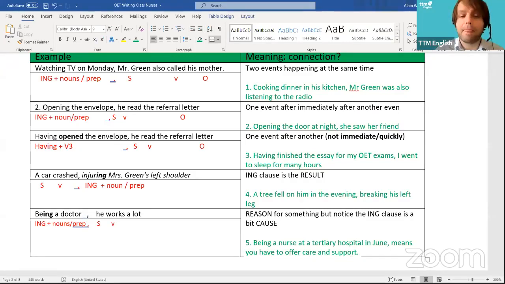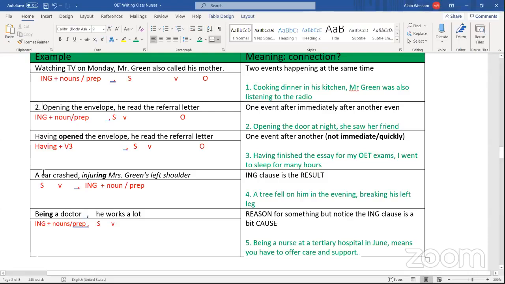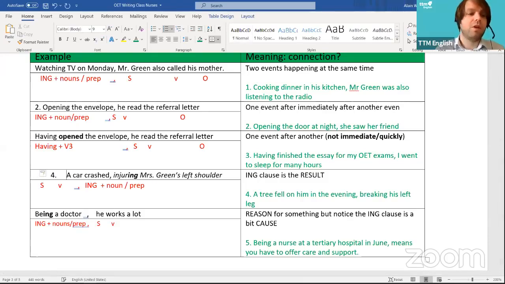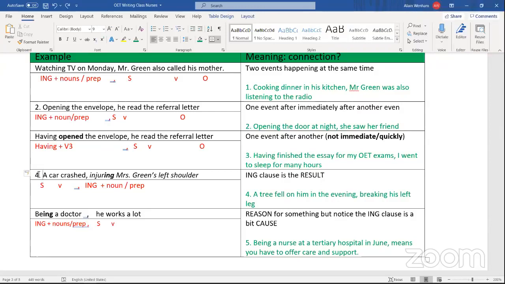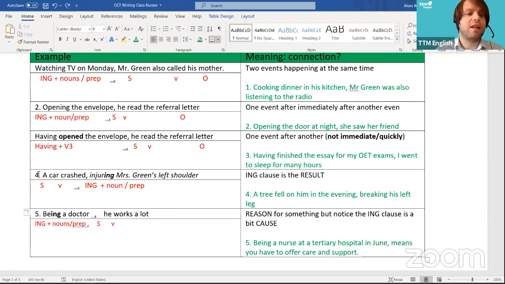And what about if I said, the bicycle crashed, harming my mother? Number four. What about if I said, being a kind and generous man, I always give money to charity. Five. Good. Reason. Number 5. Good. And what about if I said, this is true for me last night. Watching TV, he marked the essays, the letters. One. Not true. Just kidding. And the last one is number three, having opened the envelope.